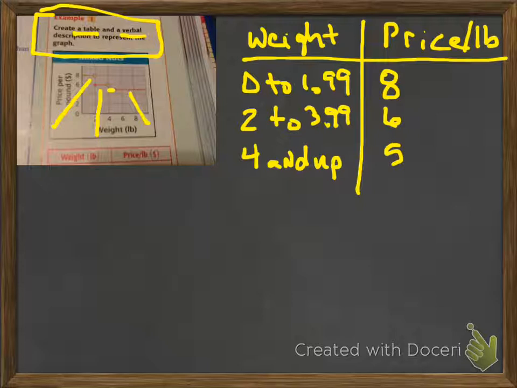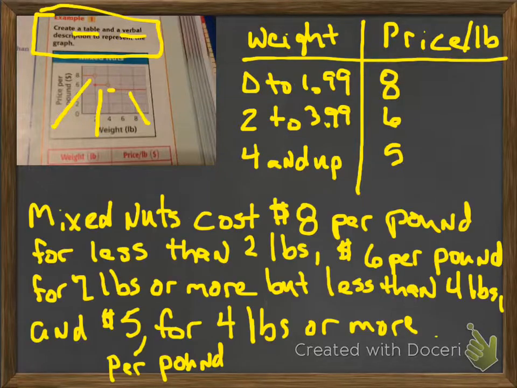Okay, so now what we can do with that is say verbally that the cost of mixed nuts will be $8 if you buy anything less than 2 pounds. If you buy between 2 pounds to 4 pounds, you'll pay $6. 4 pounds or more, you pay $5 per pound. Okay, notice each of those is per pound. So like if you bought 1 pound, it's $8. If you bought 1.5 pounds, it's 8 times the 1.5. So you have to kind of keep that in mind. It's not just an 8 flat rate. And that's what we want to be able to do, be able to read those and see how we can reword those.